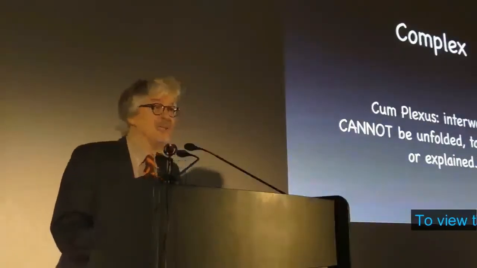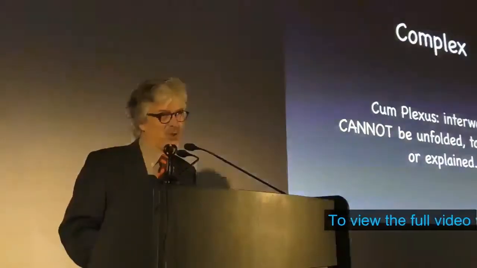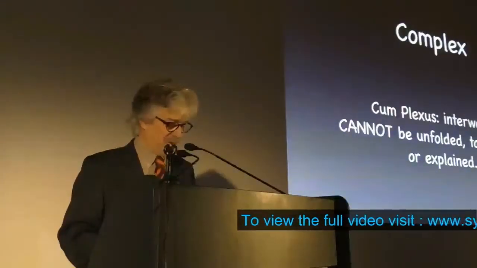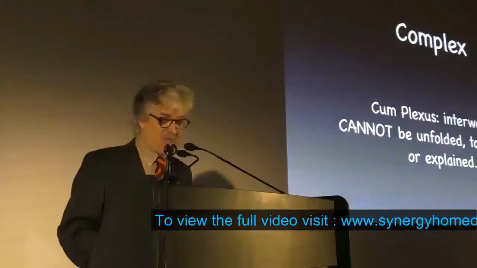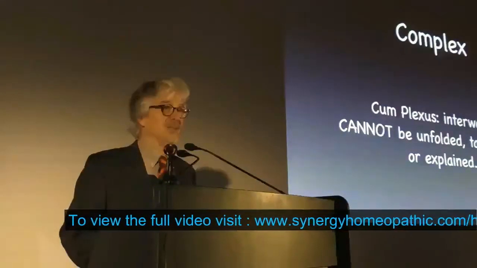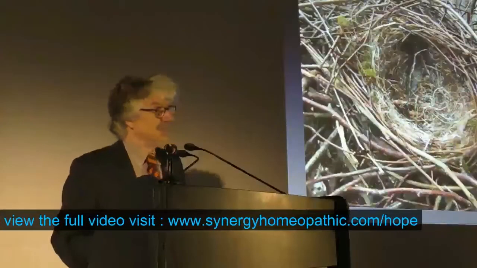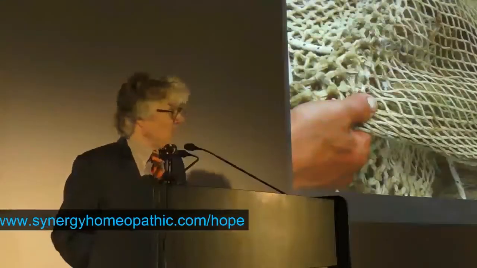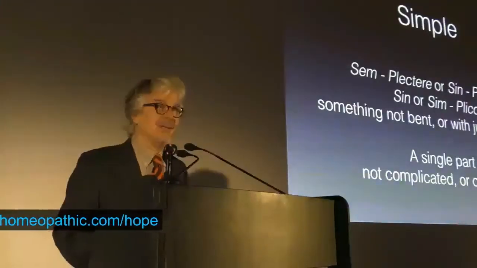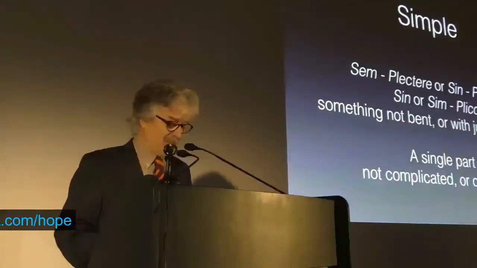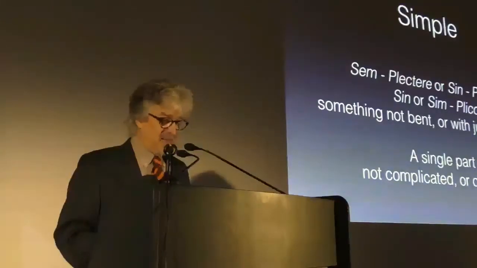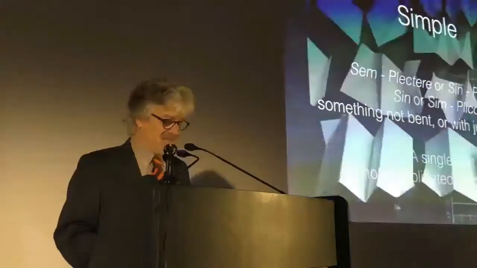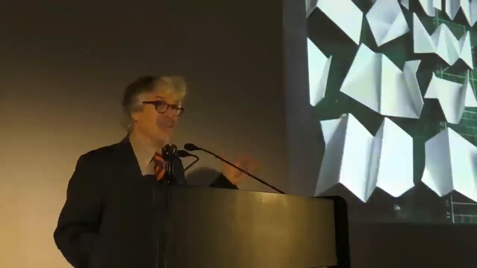Complex means something completely different, because the etymology of this word is that it cannot be unfolded, it cannot be taken apart, or cannot be explained. This is something complex. While from the same root, simple, which is simplex, means something that is not complicated, which is just a single part. This is simple, okay? This is simple too. It's another way to do it. Extremely simple.